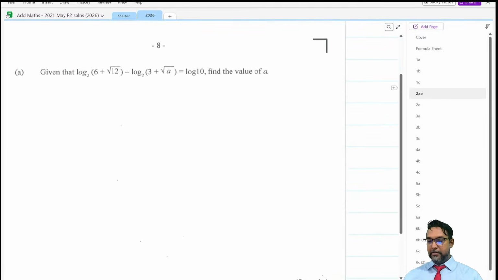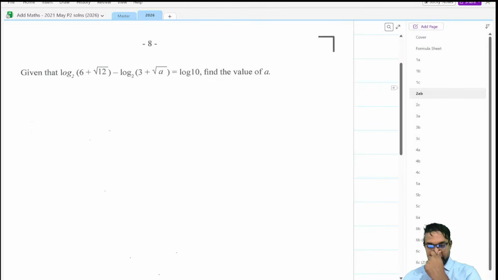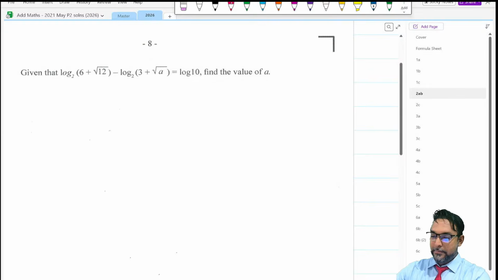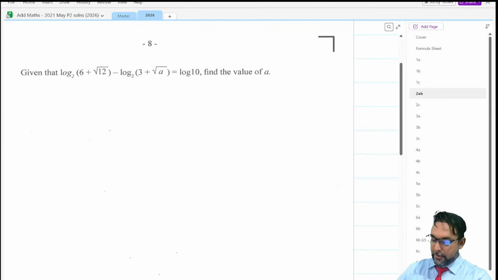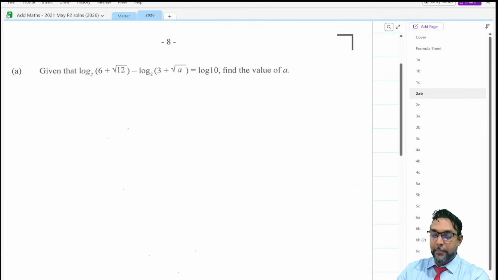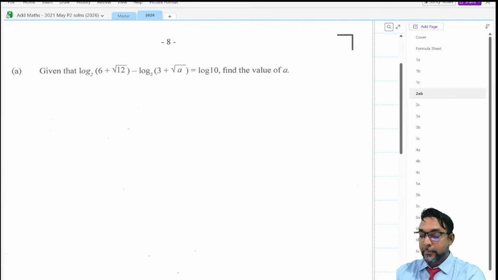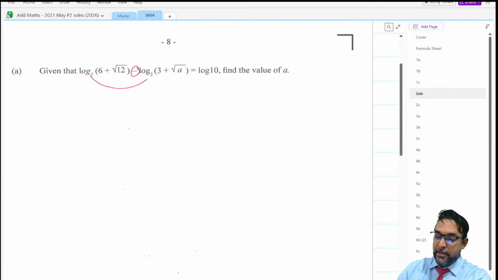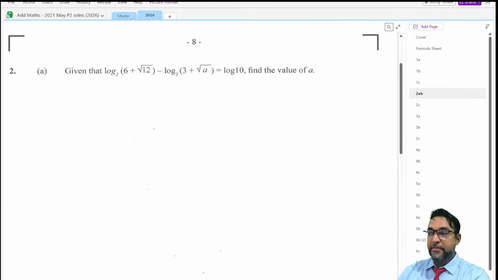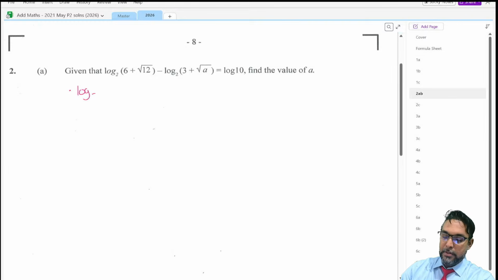All right. So the logs and the surds, which cause all your panic. Hold on, this is 5 marks. It's logs, right? You're subtracting here. Do we have the same base? Right. So when you have the same base, we divide. So we will end up with log to base 2 of 6 plus root 12 over 3 plus root a.